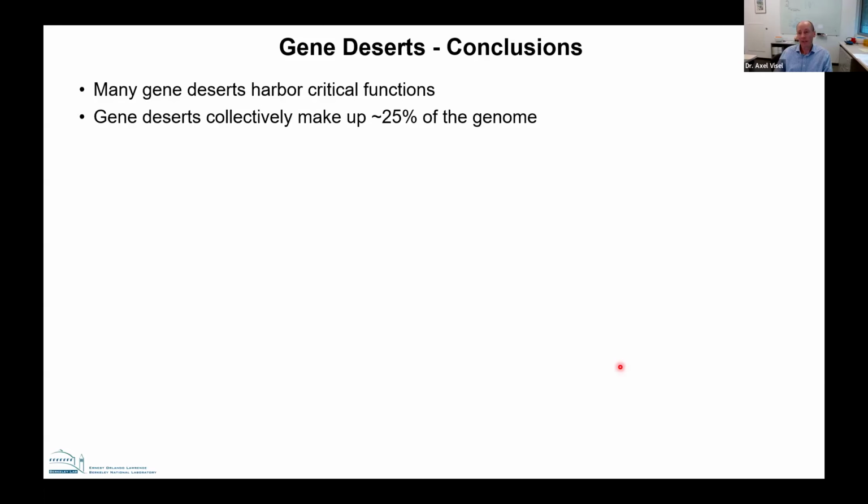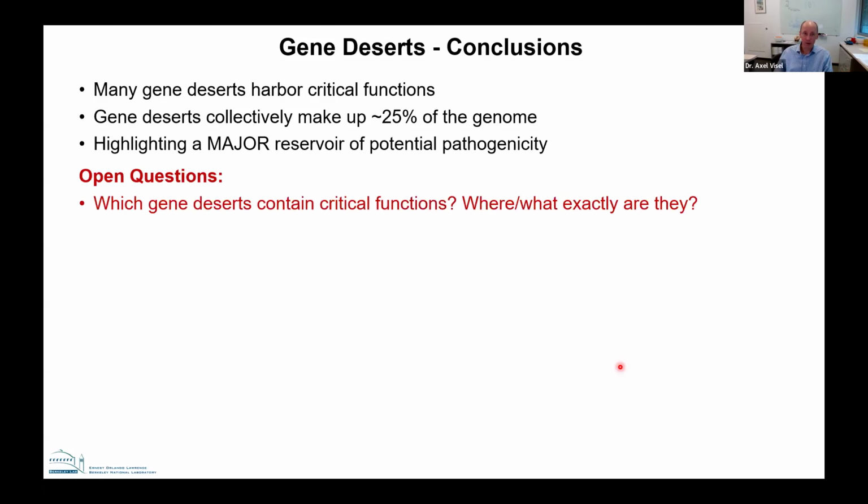But collectively, these deserts are not like weird one-off phenomena. Collectively, they make up about 25% of the human genome. And I would argue that we need to look at them carefully as a major reservoir of potential pathogenicity, knowing that many of them harbor these critical functions.